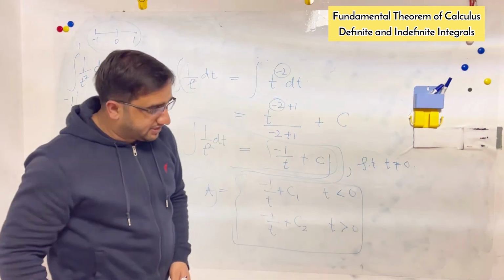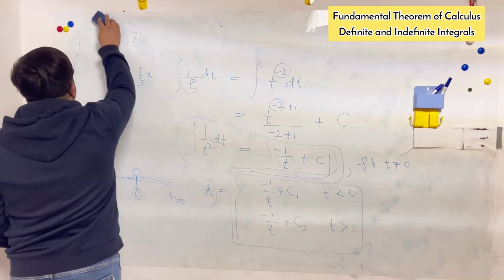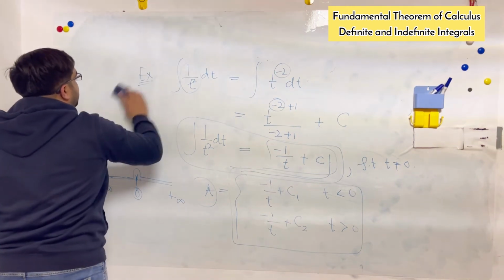This is a 11,000 voltage electricity current. Okay.